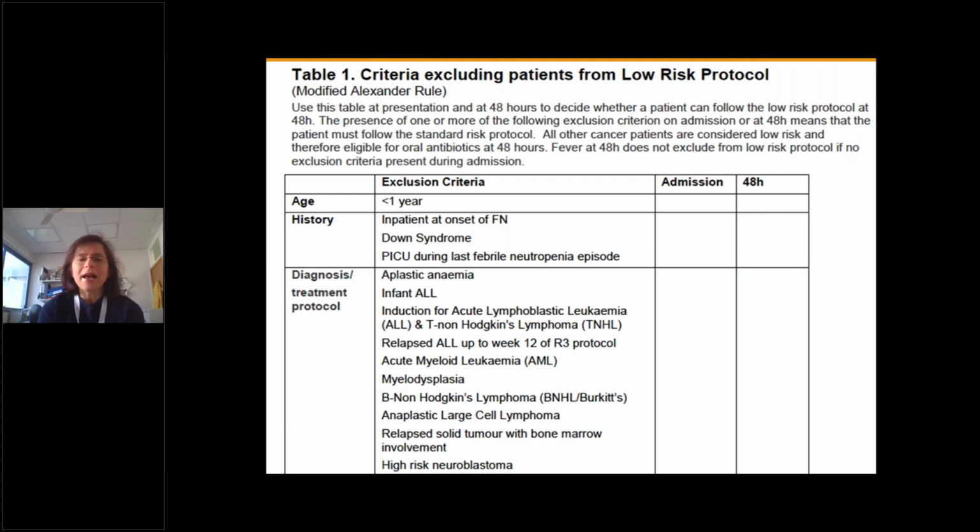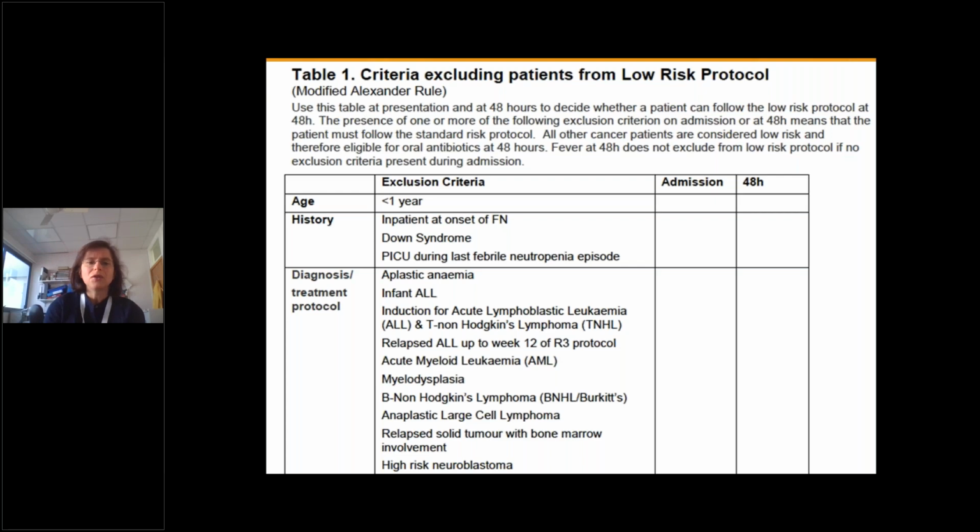I mentioned a little bit of knowledge of what the patient has been going through, and good clinical judgment. And this is what we call the modified Alexander rule. Sarah Alexander is a Canadian investigator who has done a lot of work on this. This rule wants to clarify whether the patient is a candidate for low-risk management, which will potentially include early discharge, conversion to oral antibiotics, or not.